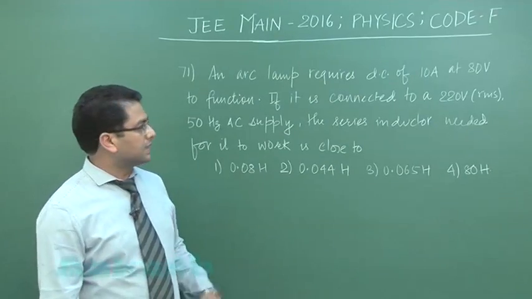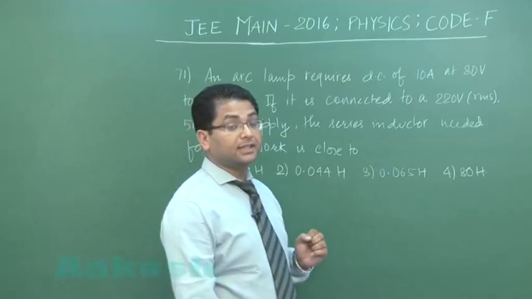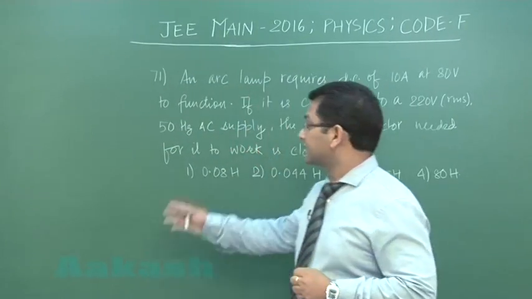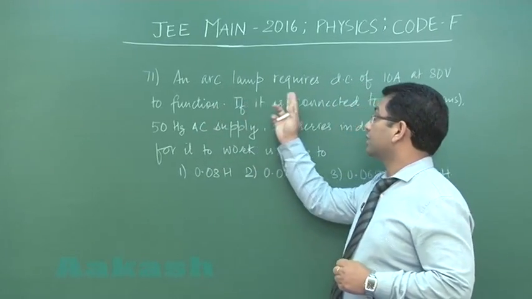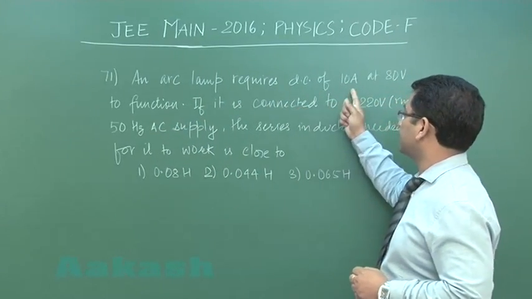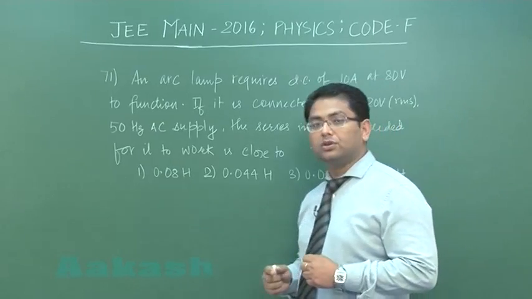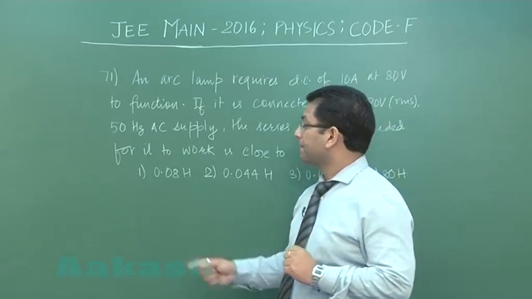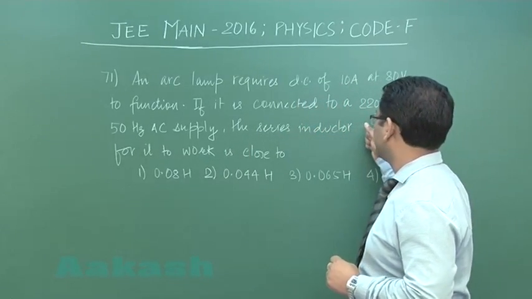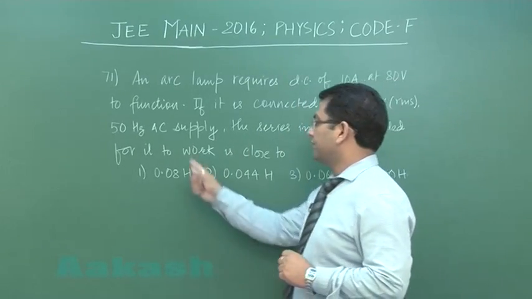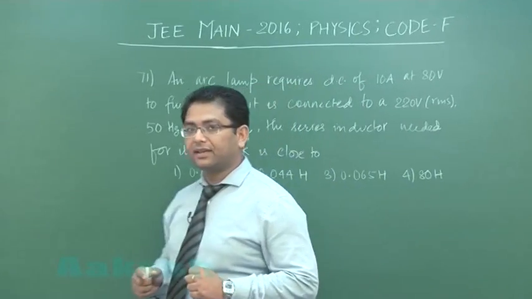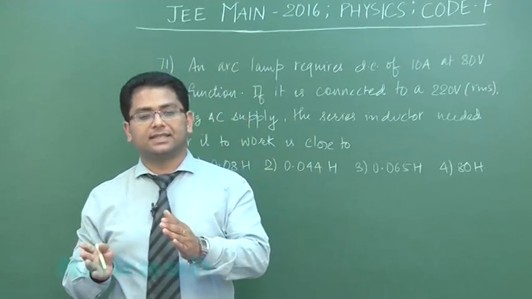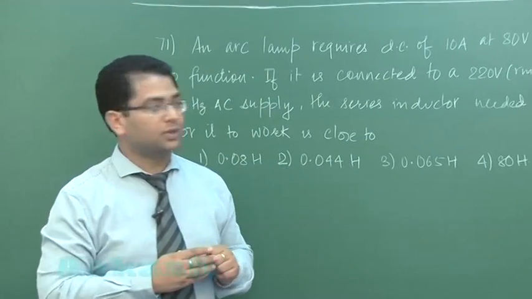Question number 71 has been derived from alternating current, and slightly the question has been deviated. It says something like this: an arc lamp requires DC direct current of 10 ampere at 80 volt to function. So that is its specification in order to function. If it is connected to a 220 volt, that's RMS, 50 Hz AC supply. Now that particular arc lamp whose specification was given in DC is now being connected to AC.